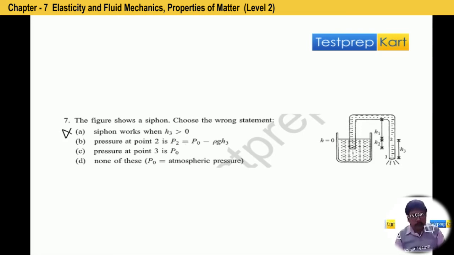So pressure at the point 2, P2, is equal to atmospheric pressure minus rho g H3. No, it is not. Pressure at the point 3 is P naught. Atmospheric pressure can be equal at every place. So it is not the right answer. So none of these. P naught is the atmospheric pressure.